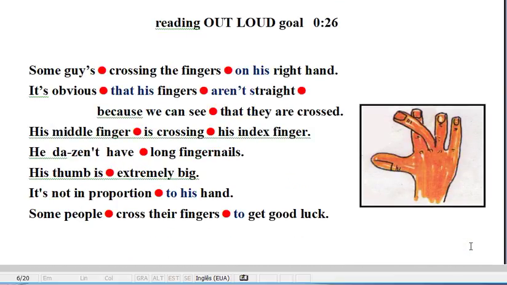Okay, your reading out loud goal here is 26 seconds. Let's go. Here are some guys crossing their fingers on his right hand. It's obvious that his fingers aren't straight because we can see that they're crossed. His middle finger is crossing his index finger. He doesn't have long fingernails. His thumb is extremely big. It's not in proportion to his hand. Some people cross their fingers to get good luck.